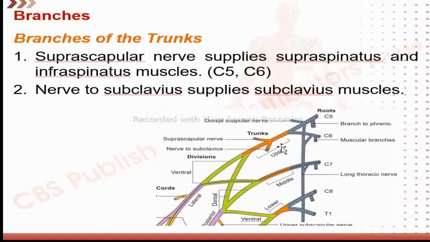Now the branches from the trunks. Only the upper trunk gives branches. They are the suprascapular nerve and the nerve to subclavius. The suprascapular nerve supplies the supraspinatus and infraspinatus muscles, and the nerve to subclavius supplies the subclavius muscle.